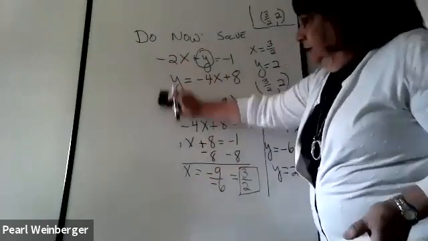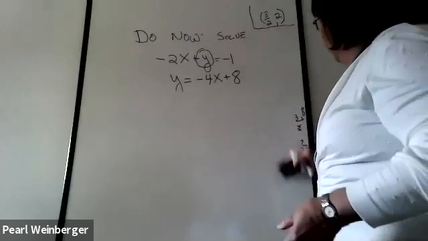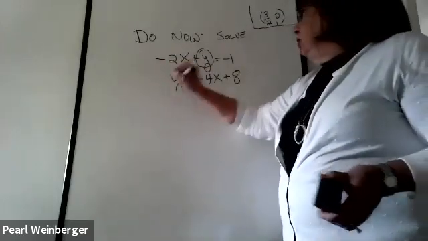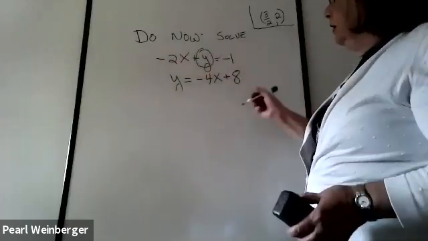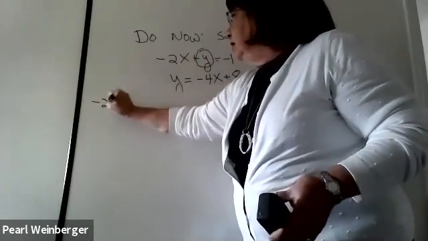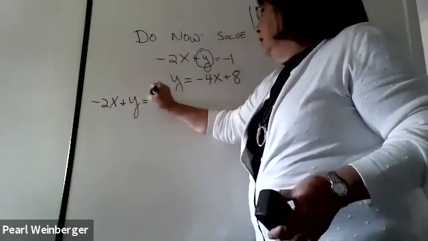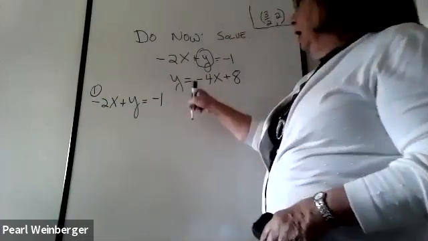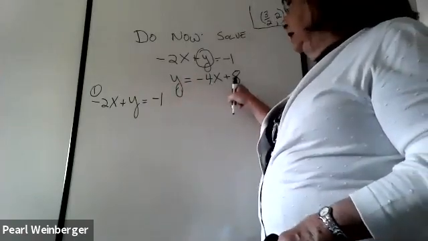Okay, here we are, starting this problem, just as a review of the elimination method. My top equation is negative 2x plus y equals negative 1. I'm going to go right over here. Negative 2x plus y equals negative 1. Here's equation number 1. My second equation is y equals negative 4x plus 8.